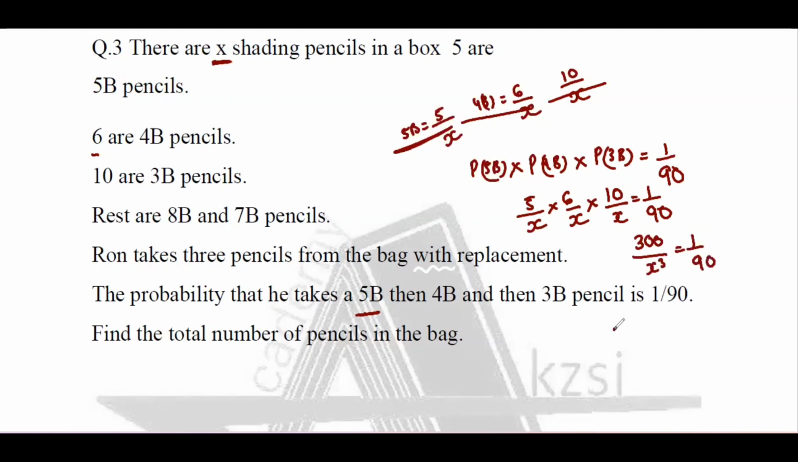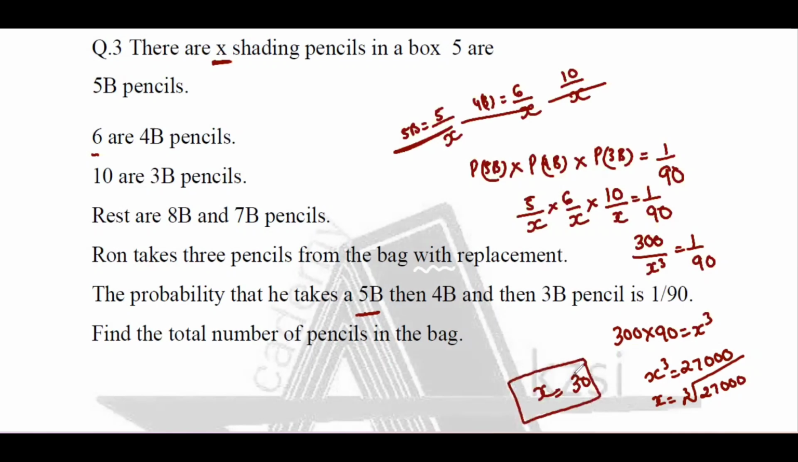5 times 6 is 30, times 10 is 300, over X cubed equals 1 by 90. Cross multiply, you will get 300 times 90 equals X cubed, which is 27,000. Take the cube root of it. When you cube root it, you will get your answer as 30. So the total number of pencils: how many? It's 30 pencils in the bag.